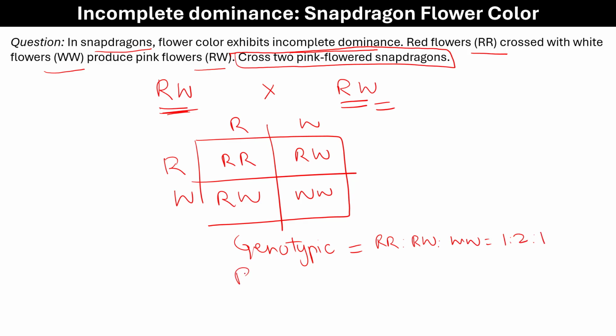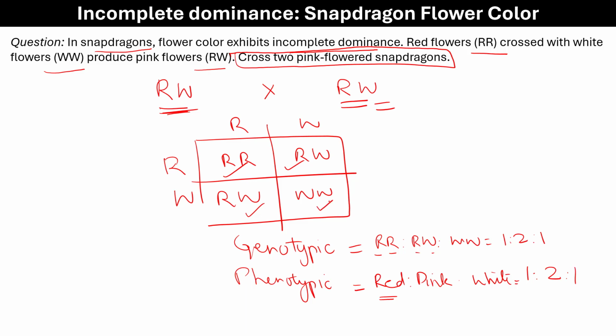1:2:1, and phenotypic ratio will be red is to, because in genotypic ratio you have to talk about the letters, but in phenotypic ratios you have to talk about the character. So it's red, pink, and white in the ratio of 1, which is this. Pink will be 2, this and this, and 1 white, this.